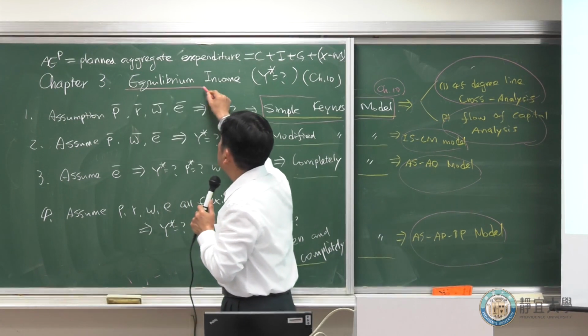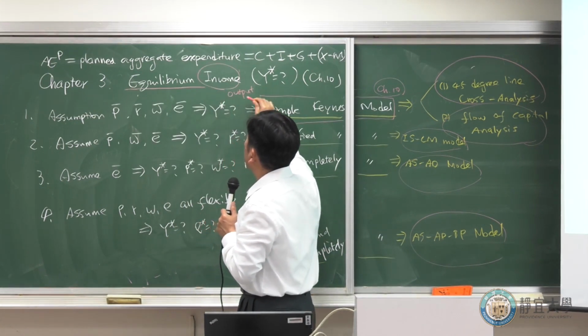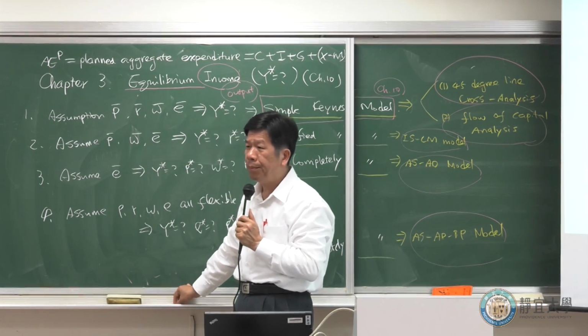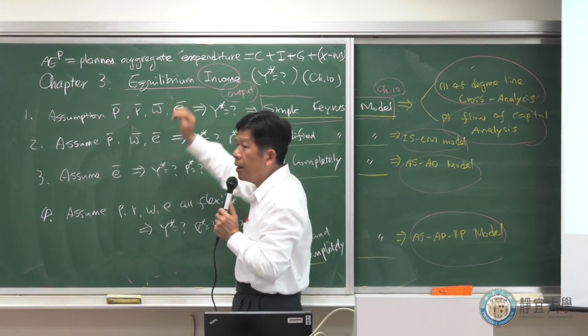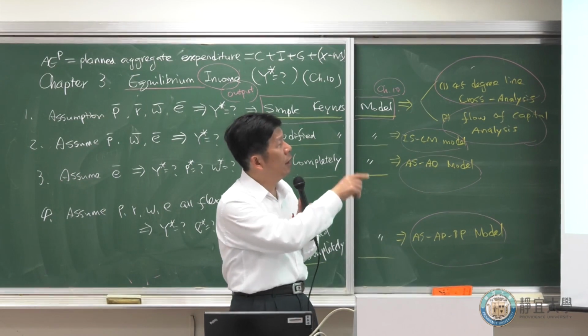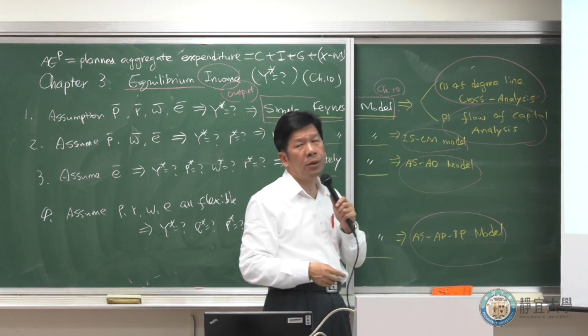Actually, equivalent. We call this output. Actually, the output is equal to income. So we can directly say this is equivalent income. Okay. So here you can see the AD and the equivalent output.